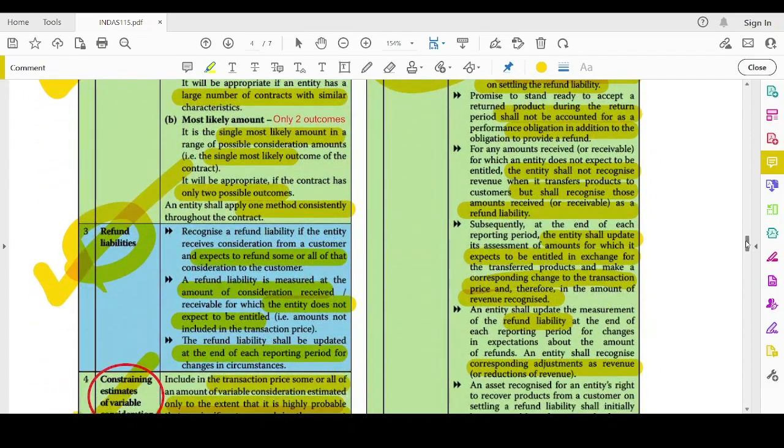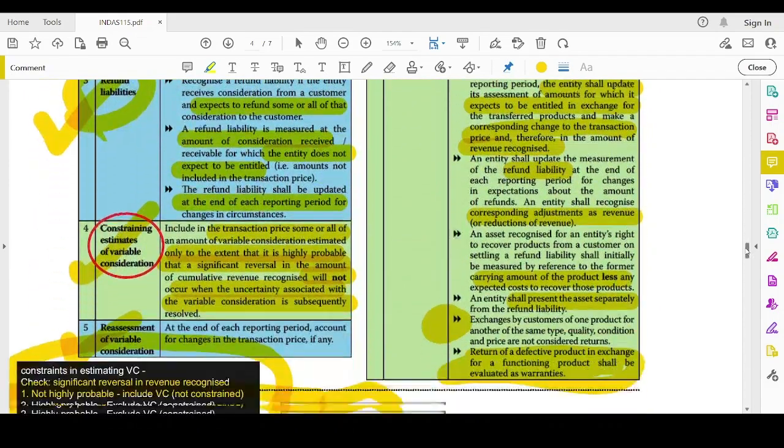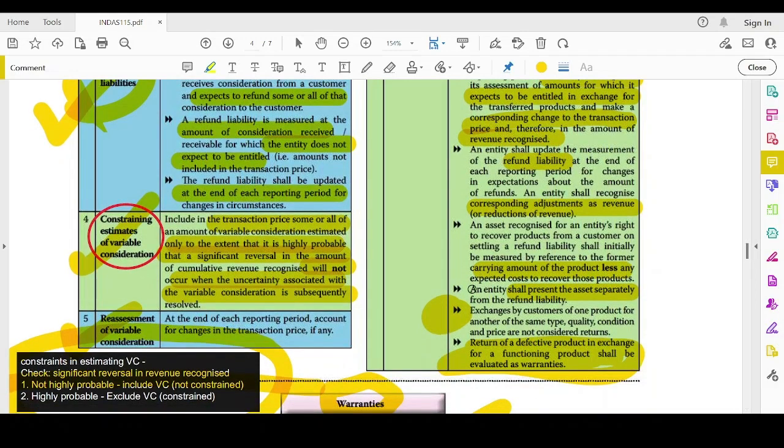Okay, then here we have the entity shall present the asset separately from the refund liability, which means there is no concept of netting off. We should present the asset separately and the refund liability separately. Exchanges by a customer of one product for another type of product cannot be considered as a return. We just exchange the goods. There is no concept of returning. We are not giving any cash outside the business, right? So it will not be considered as a return.